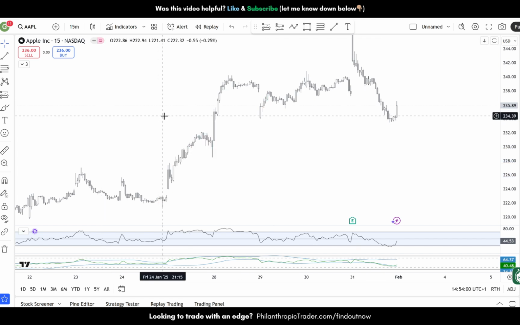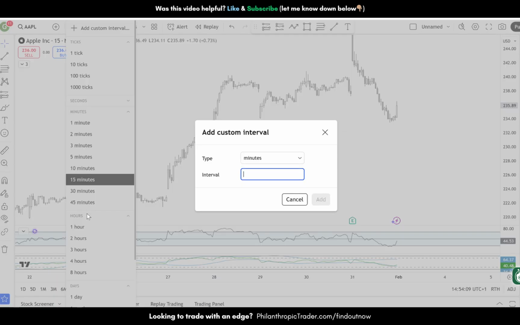Then we have swing trading, and swing trading is basically holding stocks for a few days to weeks to capture medium-term moves. So what I recommend is to go to the hourly time frame.